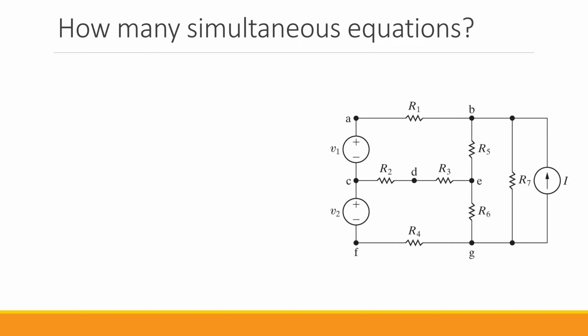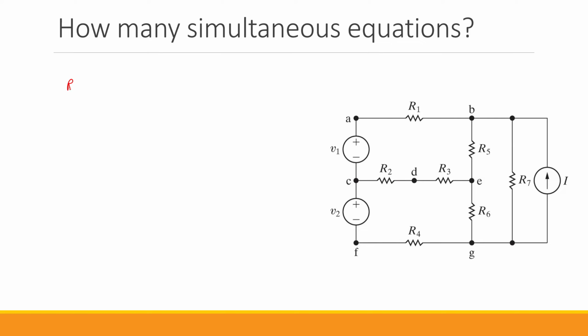considering that for the two voltage sources that we have, we know the voltages. For this current source, we know the current, and for the resistors, let's say we all know the values of the resistors, right? So considering this, how many unknowns do we have in this circuit? Let's just go through the unknowns one by one.